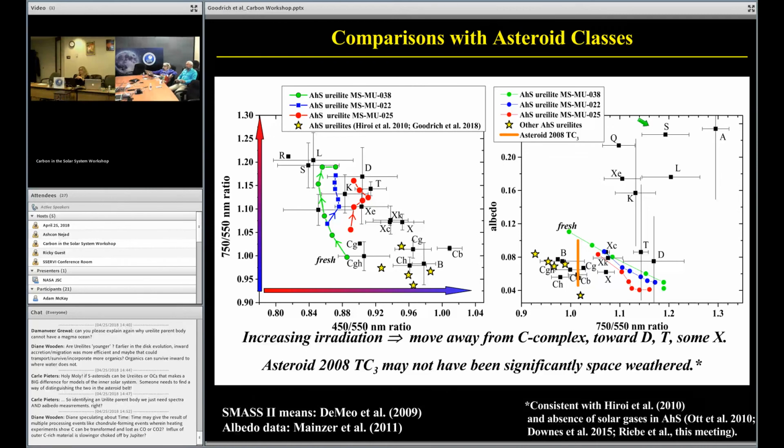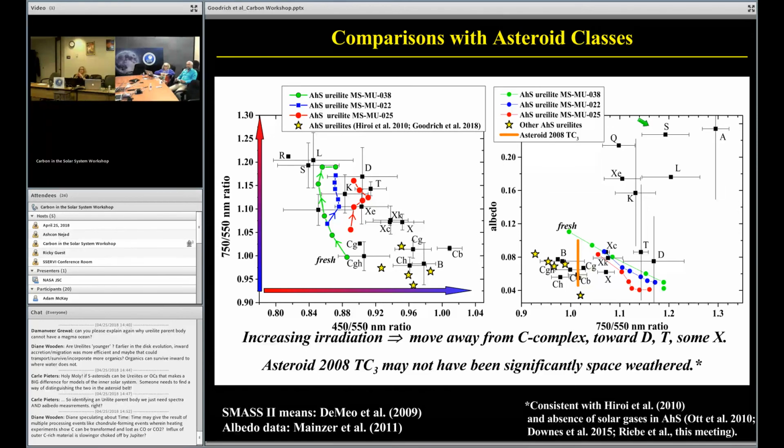Carly writes, if S asteroids can be Uralites or ordinary chondrites, that makes a big difference for models in the inner solar system. Somebody needs to find a way of distinguishing the two, and I think we've done that. It's albedo. So identifying a Uralite parent body just needs spectra and albedo measurements. I think that's true.